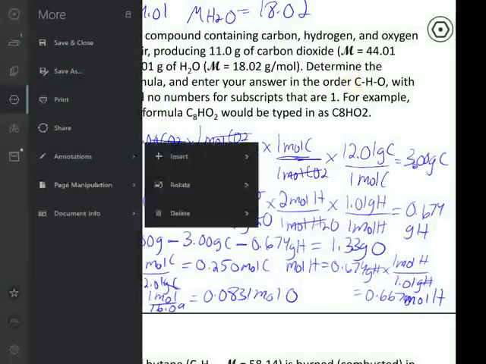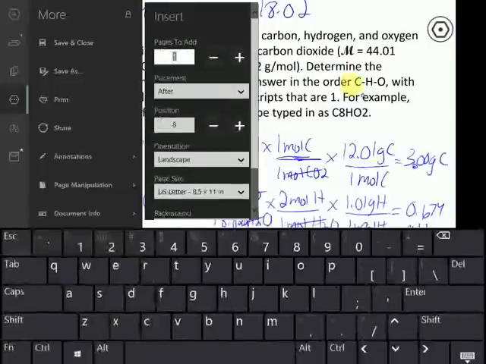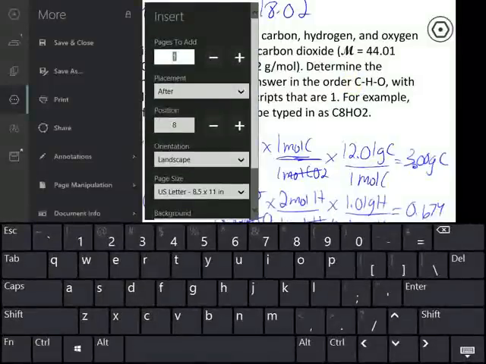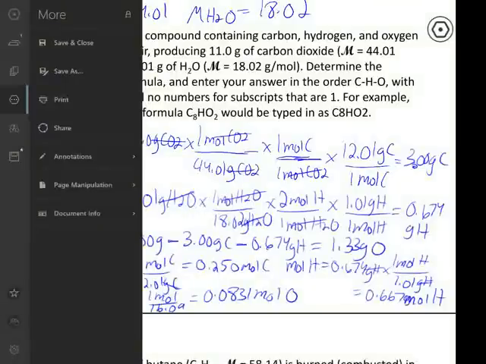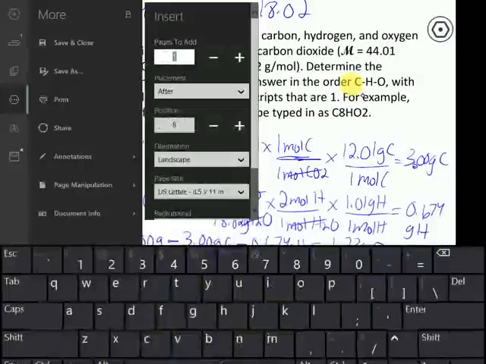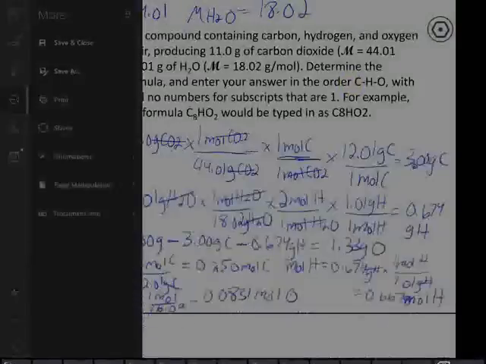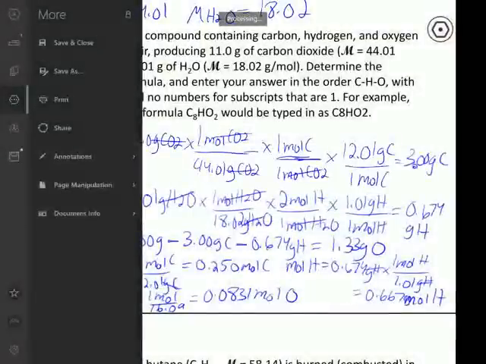So let's add another page here. Okay, just going to put a page in eventually.